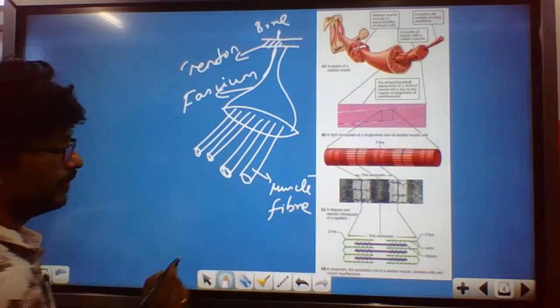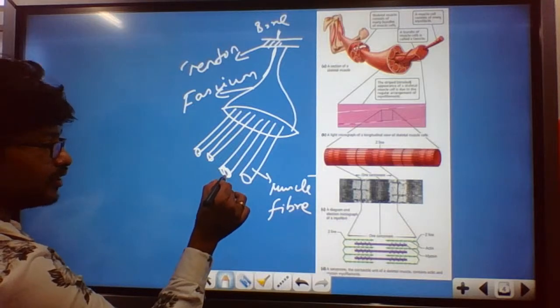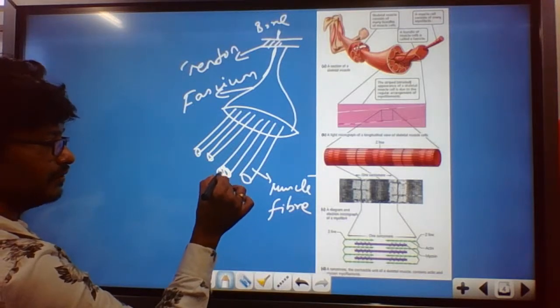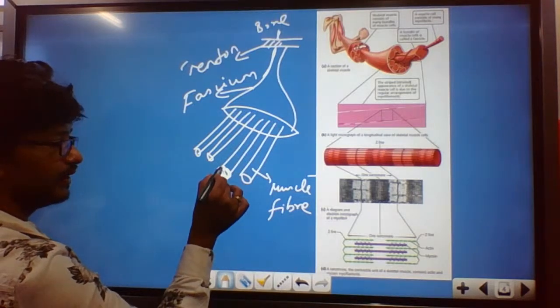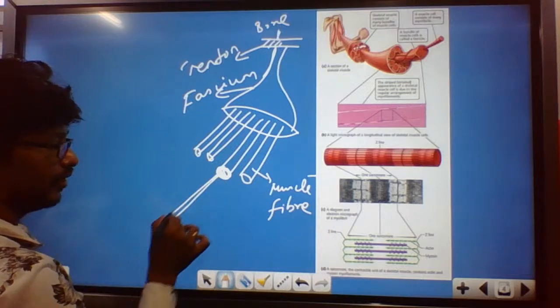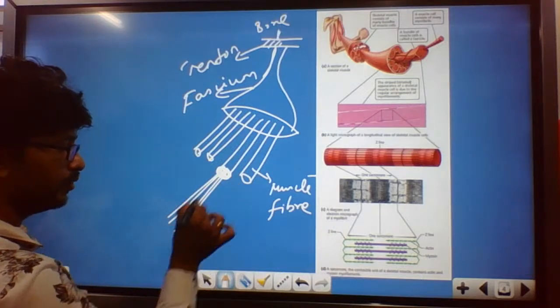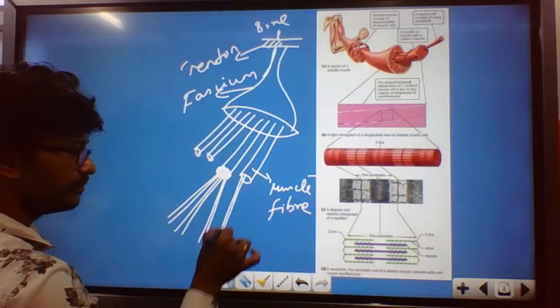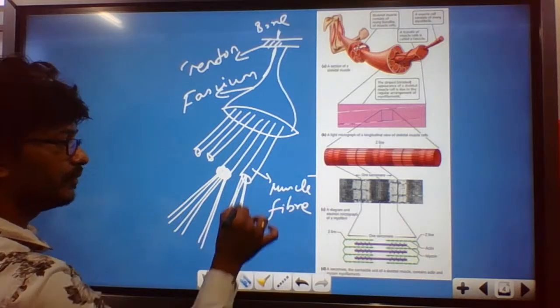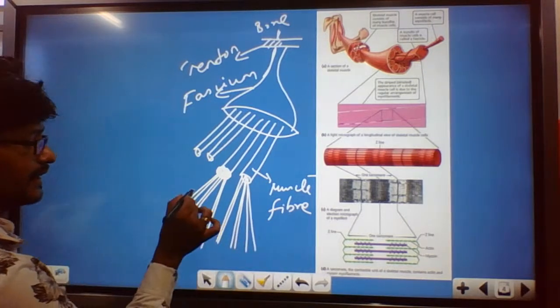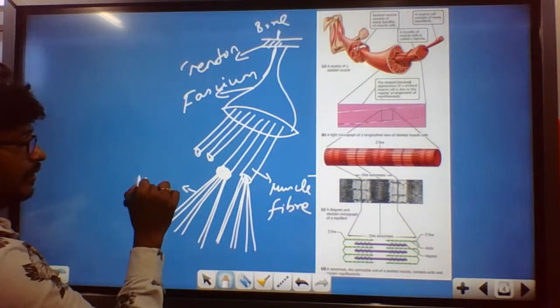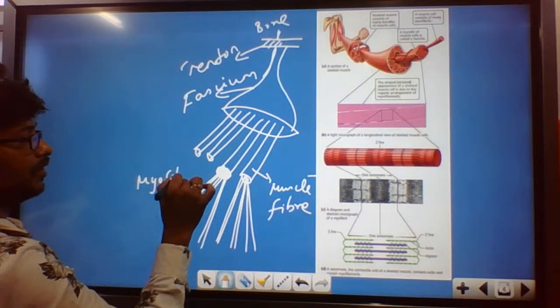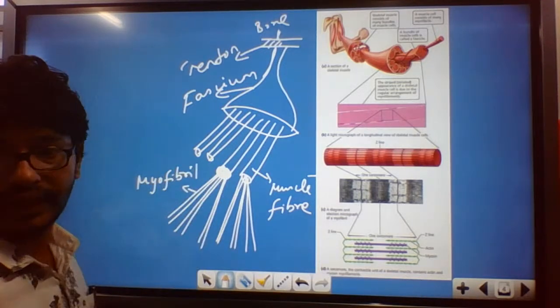This is a muscle fiber. In the muscle fiber, the outermost structure is like a sheath kind of arrangement. Inside, you'll have minute fibrils coming from inside. These minute structures coming from inside, we call a myofibril. This is called a myofibril.